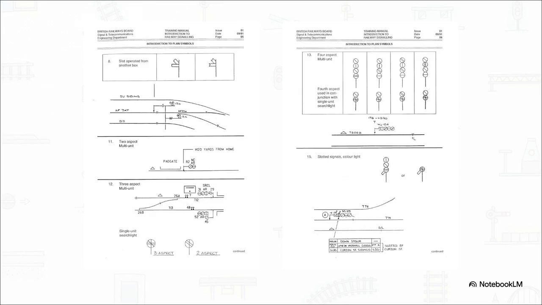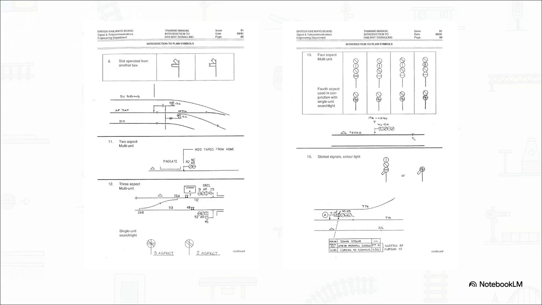Enter the color light signals. So instead of physical mechanical arms swinging around, we have circles representing light aspects. On one hand, you see the 2 and 3 aspect multi-units, basically your combinations of red, yellow, and green. But then, look at the 4 aspect multi-unit.